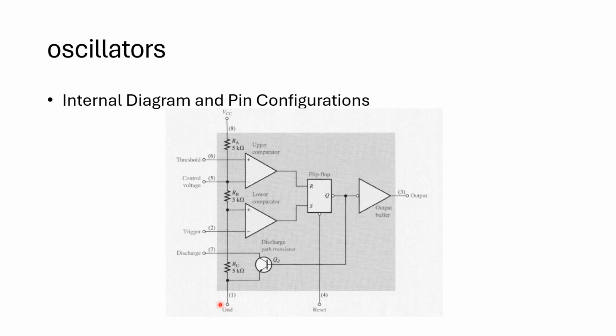We have pin 1 as the ground, pin 2 as your trigger. As we have seen on the previous slides, we have a trigger pulse to break your negative VBB, and that can be placed on pin number 2. Pin number 3 is for the output. Pin number 4 is for reset. Pin number 5 is the control voltage if you want to make use of it as your VCO. Pin number 6 is threshold. Pin number 7 is your discharge. And pin number 8 is your VCC.